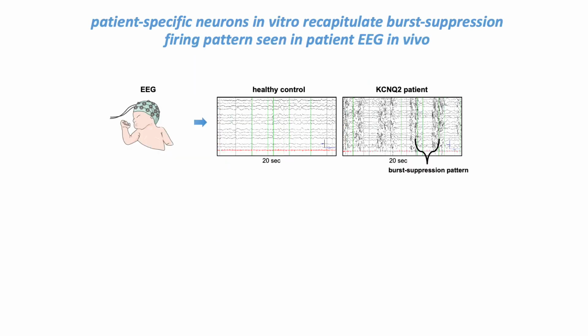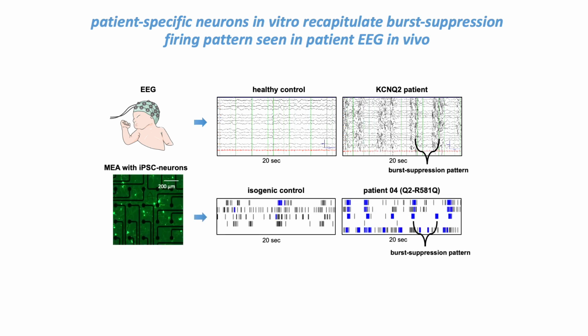We are excited about these findings because children diagnosed with KCNQ2-associated epilepsy exhibit a characteristic pattern in their brain EEGs, known as a burst suppression activity pattern. They specifically show highly synchronized firing, i.e. bursting, followed by intermittent periods of very little activity.